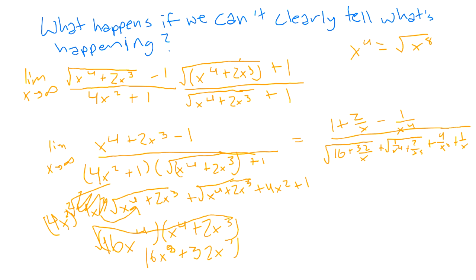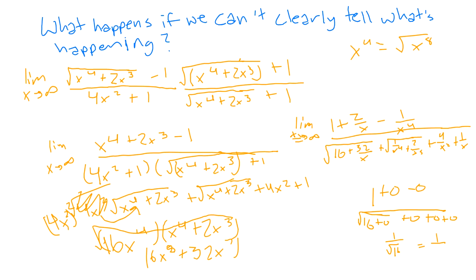So now let's move a little bit more forward. We're taking the limit as x approaches infinity. Looking at both numerator and denominator, in the numerator we're left with 1 plus 0 minus 0. And in the denominator, we now have the square root of 16 plus 0 plus another 0 coming from the second term, plus 0 plus 0. This gives us 1 over the square root of 16, which is equal to 1 over 4.